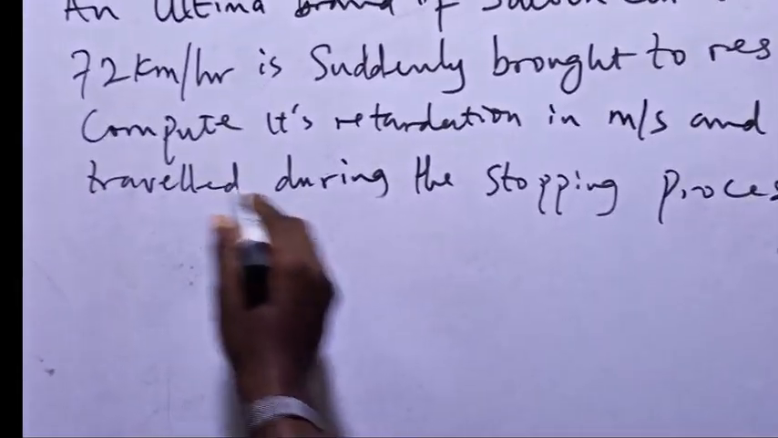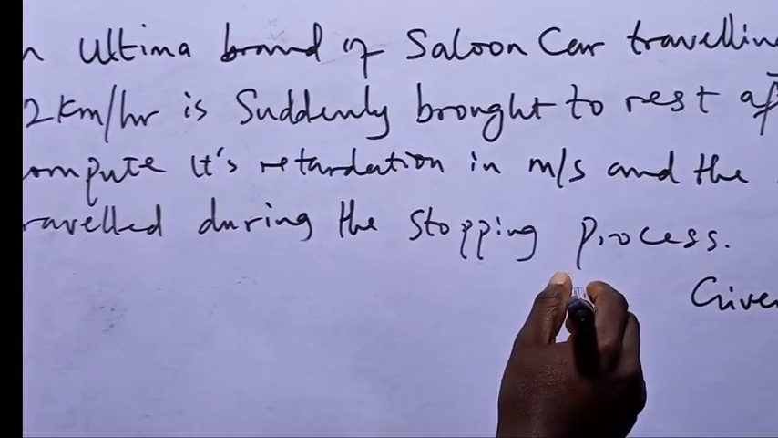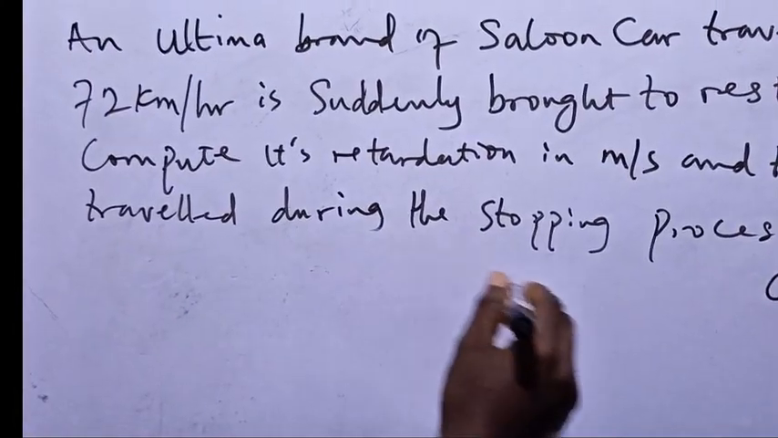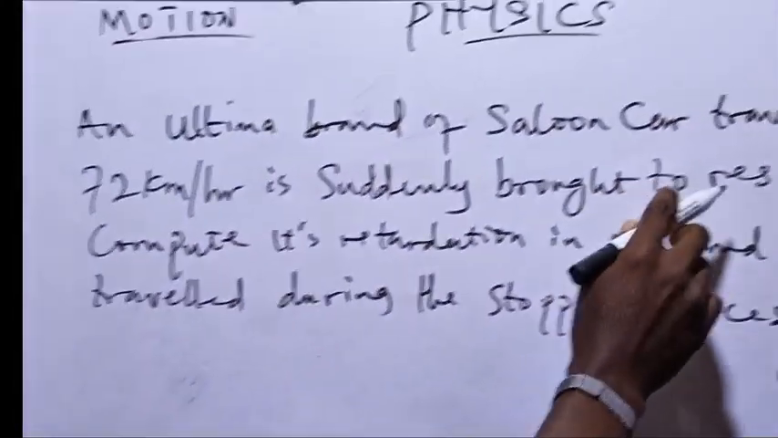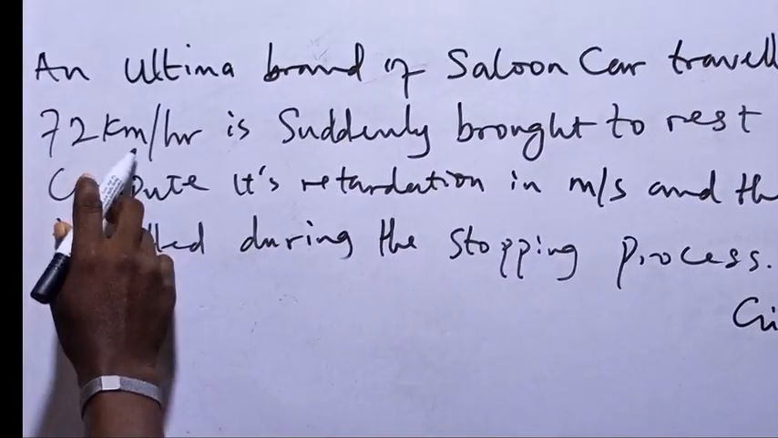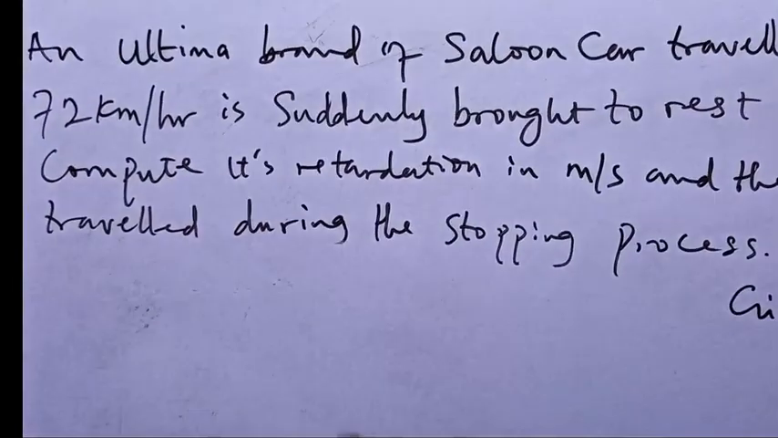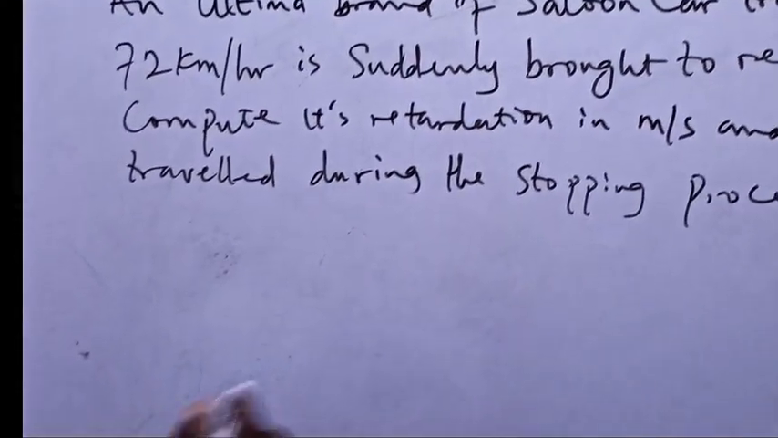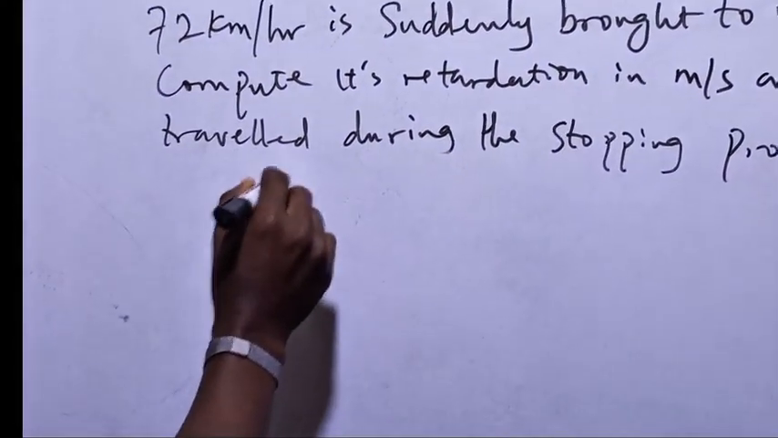Now, it says compute its retardation in meter per second squared and the distance traveled during the stopping process. Remember, the initial velocity u is given in kilometer per hour. We have to first of all convert it to meter per second. Now, we have a solution.